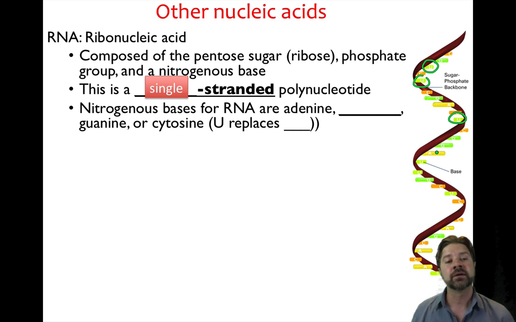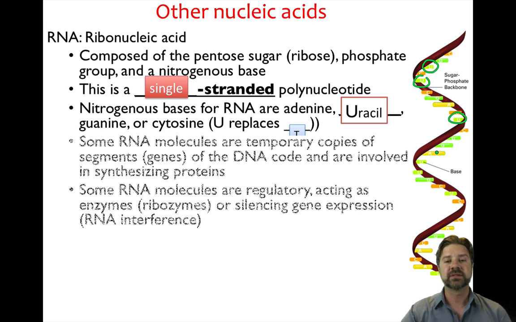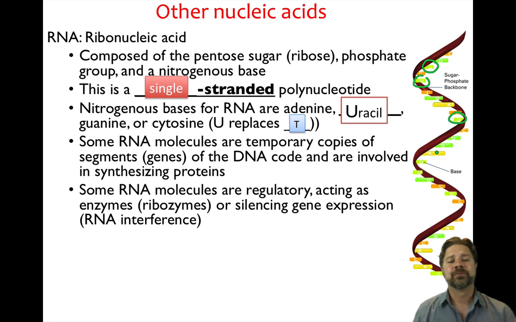This is a single helix. And we mentioned already that the bases for RNA are adenine, uracil, guanine, and cytosine. Again, uracil replaces thymine. RNA molecules will often serve as a temporary copy of a certain segment of DNA that maybe it's going to be translated into a polypeptide a little bit later.